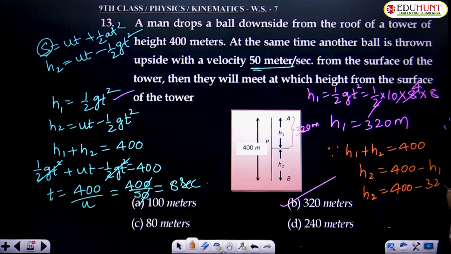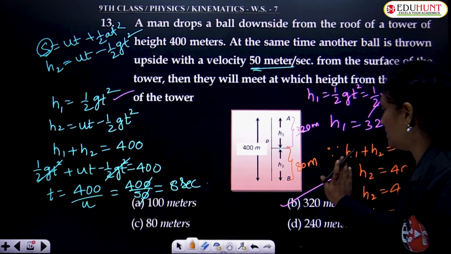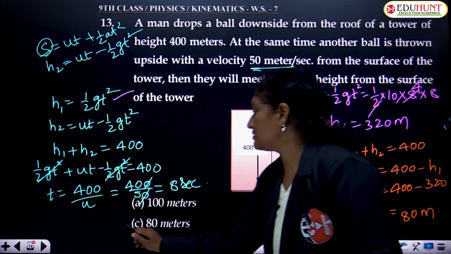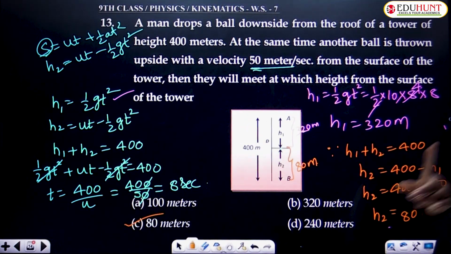H1 was 320. Hence H2 was found to be how much, children? It is 80 meters, your proper answer. H2 is 80 meters. So not this, the answer must be option number C. Got it, children?